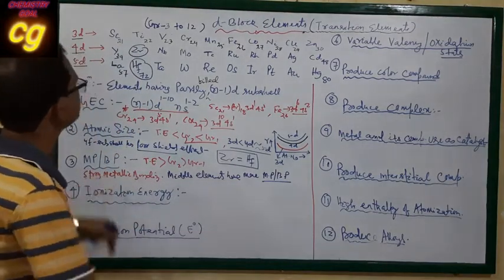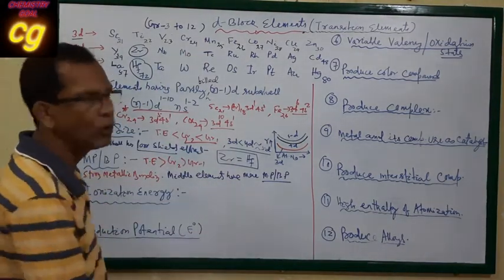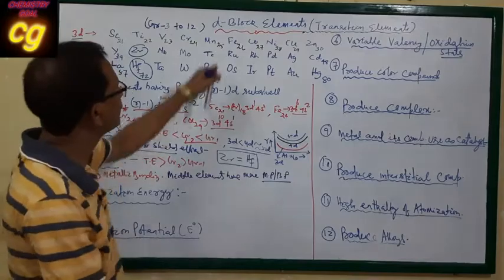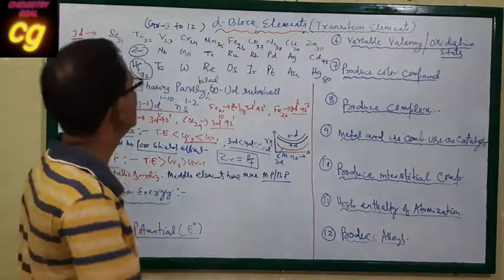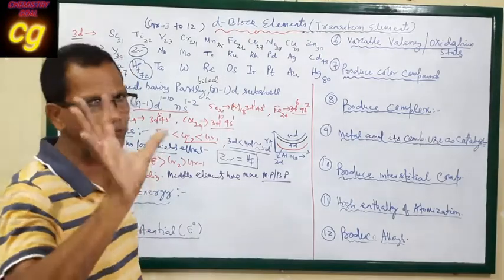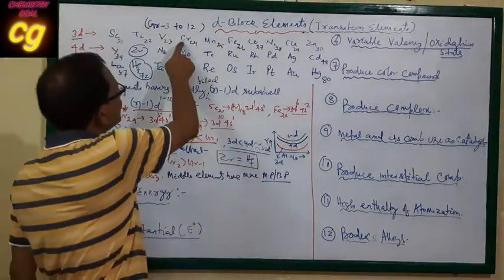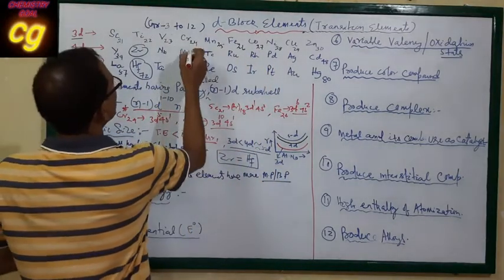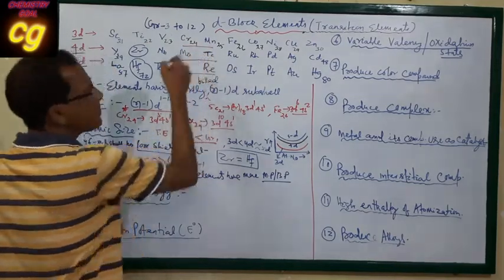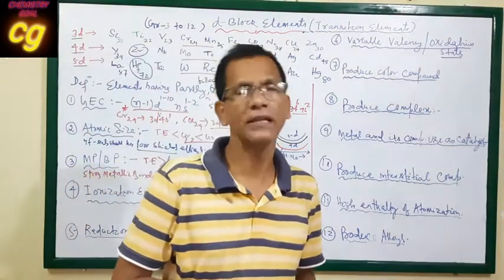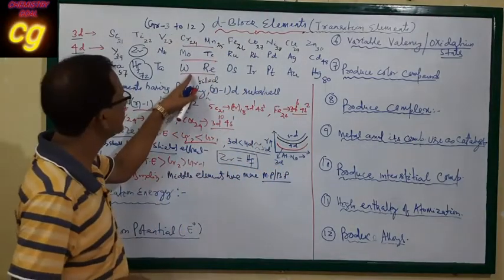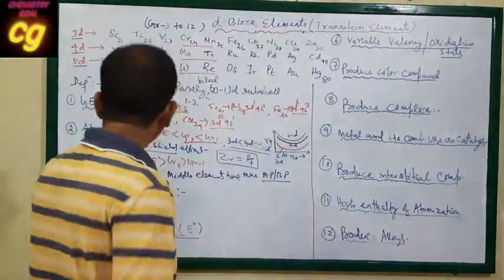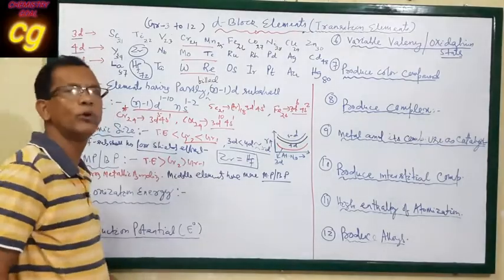So the middle elements generally have more unpaired electrons. As manganese 25 is 3d5 4s2, 3d5 means 5 electrons are half filled, means unpaired. Similarly, chromium has 3d5 4s1. This series has more unpaired electrons. As they have more unpaired electrons, their melting point is more because of stronger metallic bond. That's why the middle elements have more melting point and boiling point.